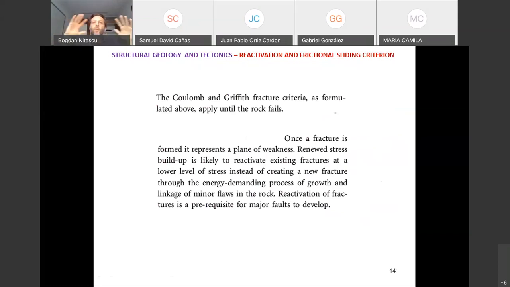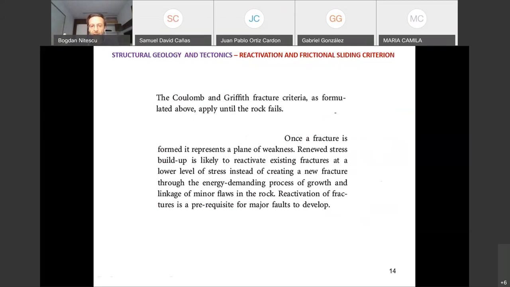Yeah, a volume of rock developed fractures. Those are planes of weakness. And in future, you have a certain stress configuration. And if this plane is favorably oriented, it may respond to that stress configuration, and sliding might occur along that plane, and you'd have faults.